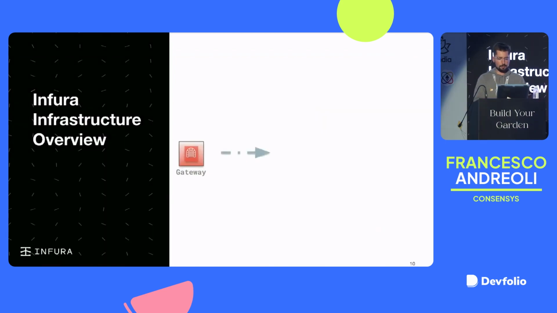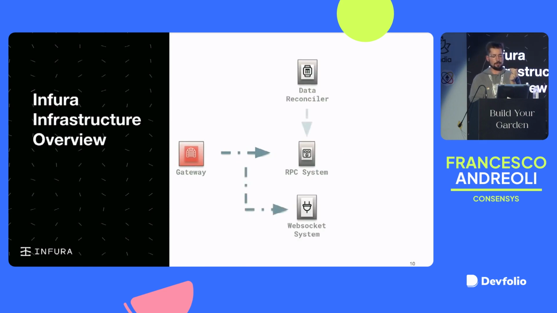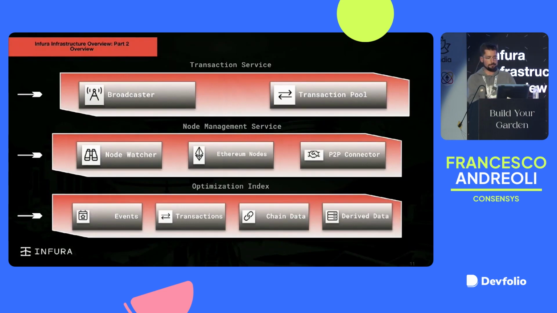Infura infrastructure overview. This goes a little bit deeper, but basically there are 2 ways. Talking on the architecture level, the Gateway is speaking directly with the RPC system or through WebSocket, and it's basically diving into the performance cache. And there is the data reconciliation part happening directly to the RPC system.